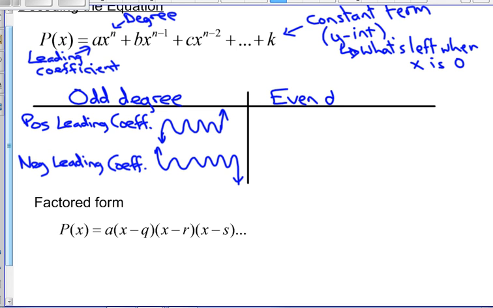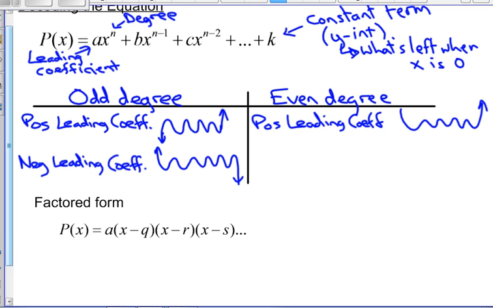Even degrees behave a little bit differently, and you know that from parabolas. If they start high, then they end high. If they start low, then they end low. So positive leading coefficients in even degrees look like this. Start from high, and then some stuff happens, and then they go high again.